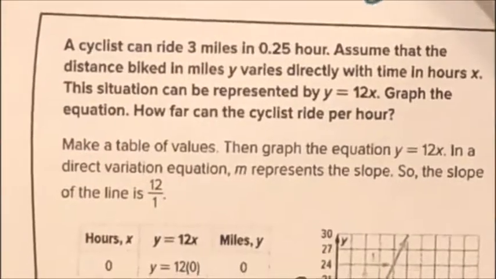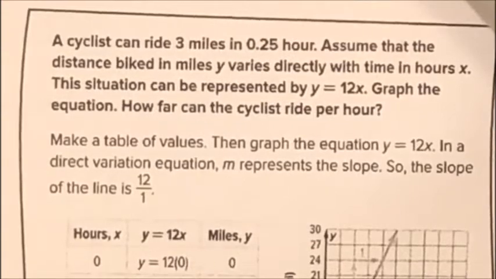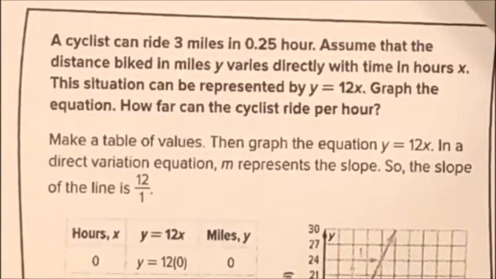The other example I have is a cyclist can ride 3 miles in 0.25 hours. Assume that the distance biked in miles y varies directly with time in hours x. This situation can be represented by y equals 12x. Graph the equation. How far can the cyclist ride per hour? First I can make a table of values. Then I can graph the equation y equals 12x. In a direct variation equation, m represents the slope, so the slope of the line is 12 over 1.